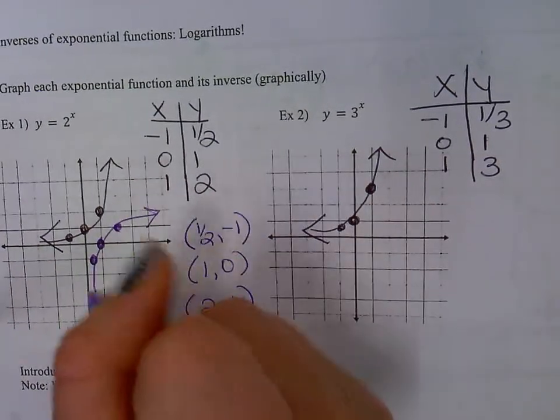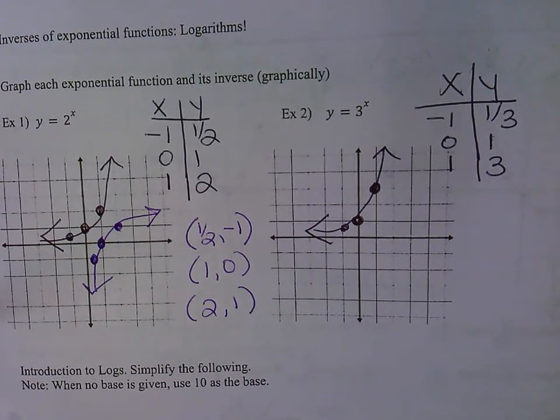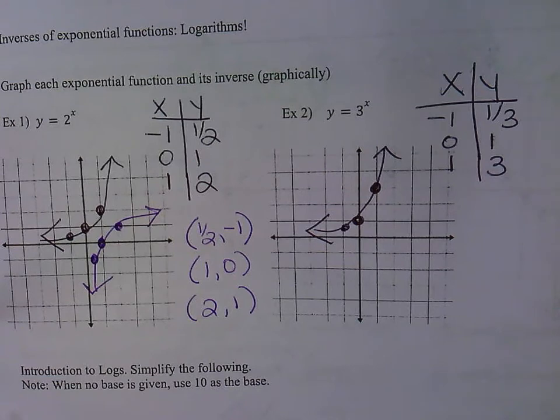So this purple curve has an asymptote at 0. So this will have the opposite asymptote also at 0. This one's at y equals 0 for the black function, and this one's at x equals 0 for the purple function. That's what a log graph looks like.